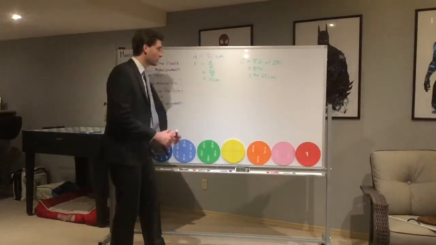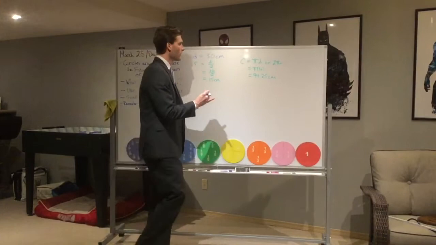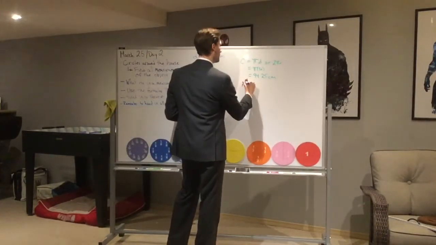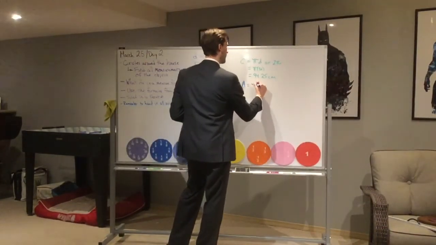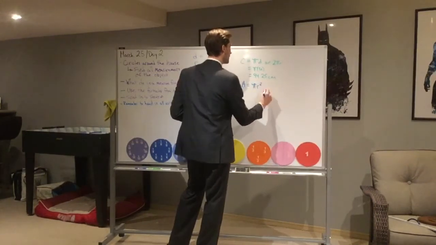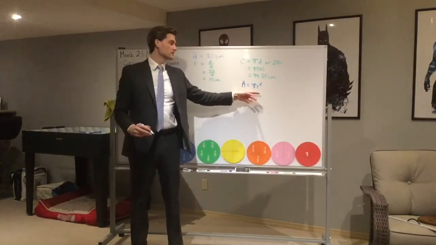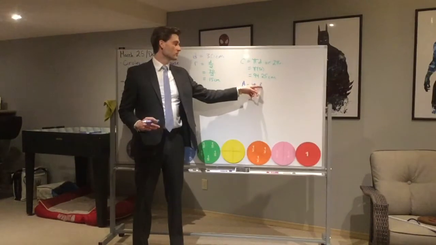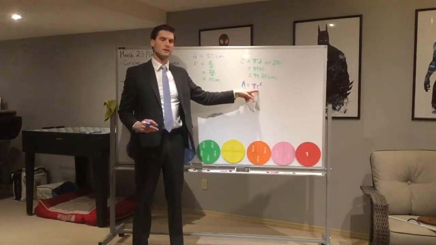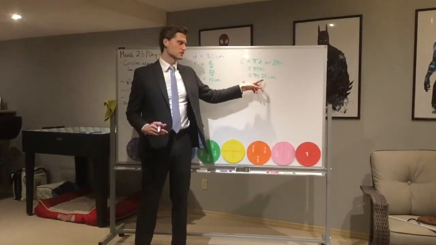And that's one we haven't talked about as much, so I'm going to put it in bright blue here. And the area is equal to pi r squared. So pi times the radius squared. Now, remember, radius squared means I have to take that radius number and multiply it by itself. So that's what squared means.